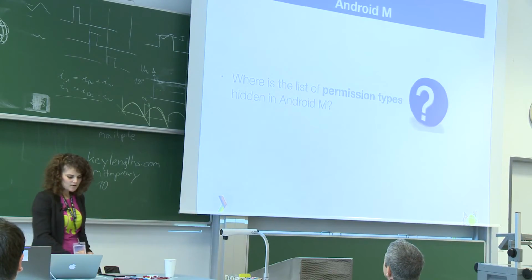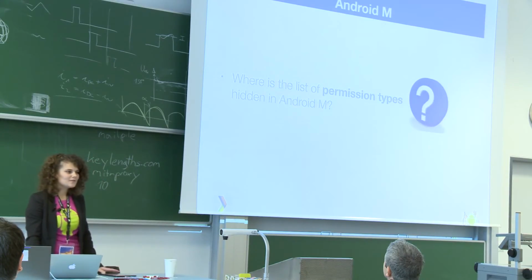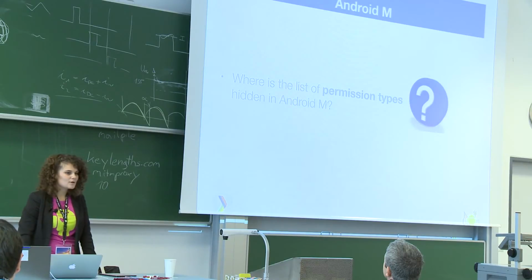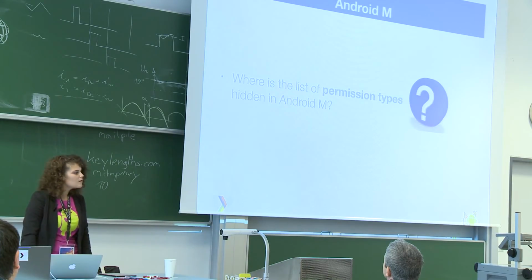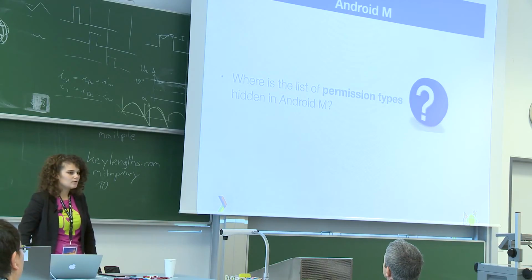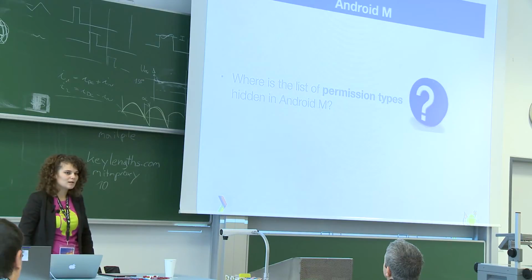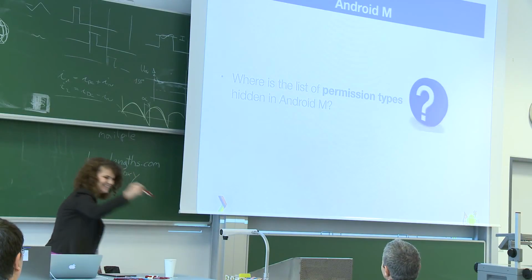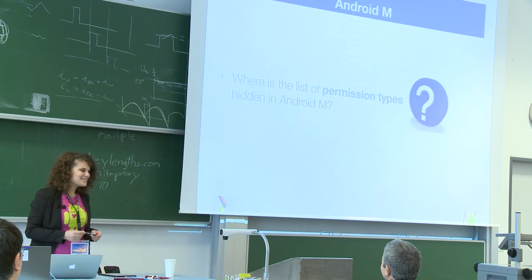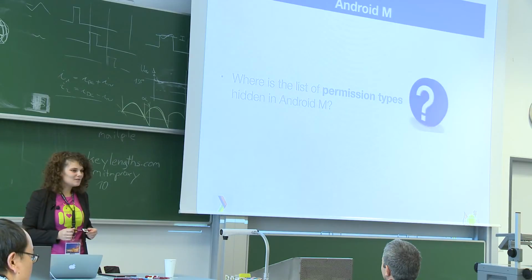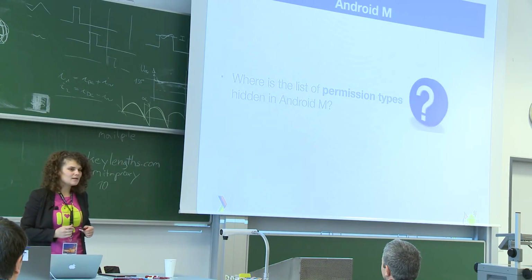Okay. So everybody knows about permissions, right? This was one of the biggest things that Marshmallow did. It updated the permissions. So, do you know where the permission types are in Android M? How to get there? Can we ask Google now? You can. Does it have an answer?